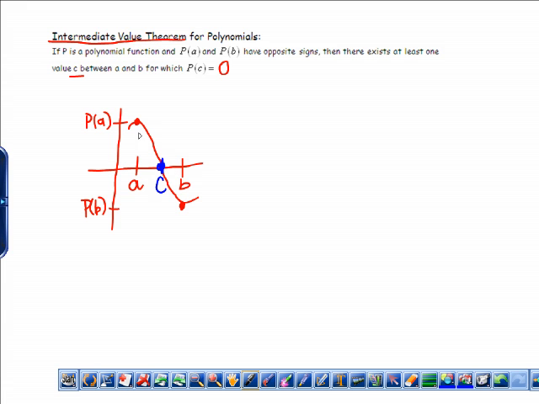There could be many values. Like I said, this could go up and down, up and down, up and down. But there has to be at least one. So this is useful when we're trying to figure out if there's zeros. Okay? Here c is a 0 and x minus c is a factor.